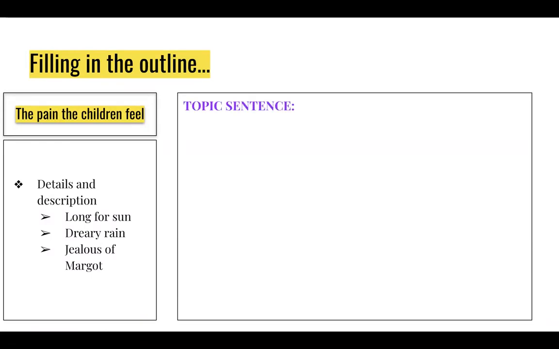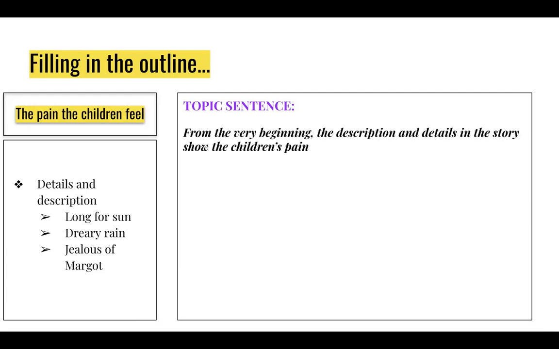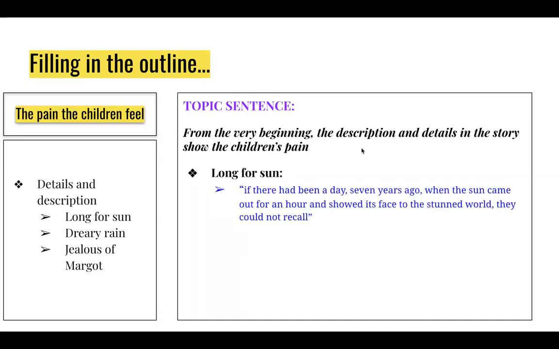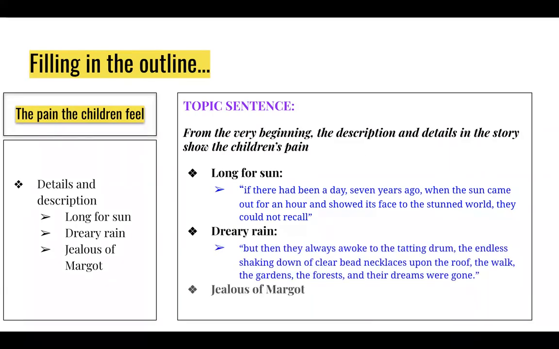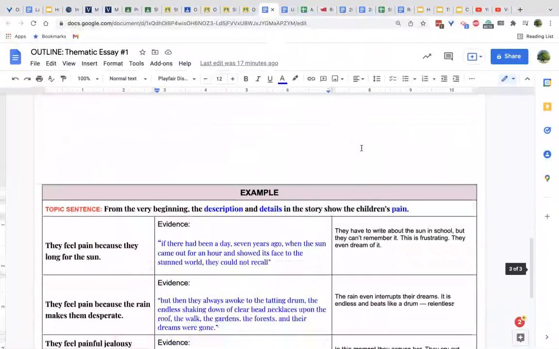I'm going to turn my main point into a topic sentence. From the very beginning, the description and details in the story show the children's pain. Okay, this is my first paragraph. So it kind of makes sense that I start off with something earlier in the story. And I'm telling my reader how it's my interpretation that the author's inclusion of a lot of different description and details of the sun and the rain and their jealousy show us the children's pain. I've got passages for each of them, for the way they long for the sun, for the dreary rain, for their jealousy of Margot. In the outline that you have, it ends up looking like this.